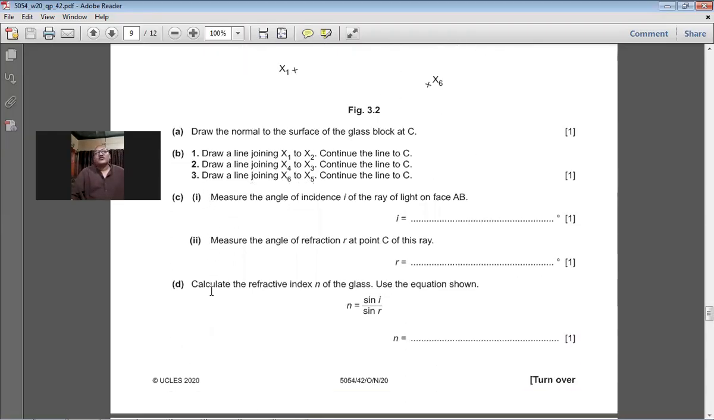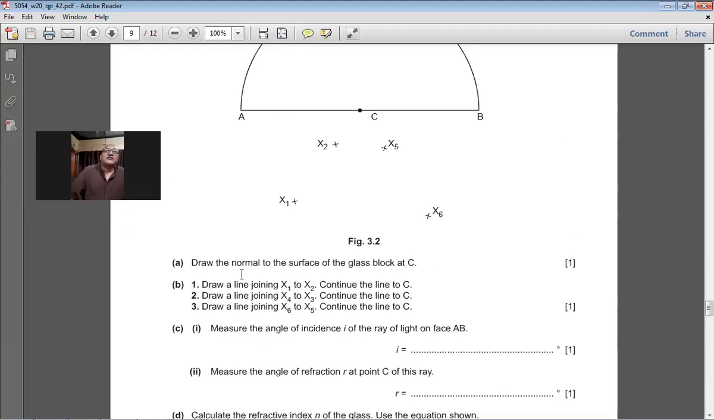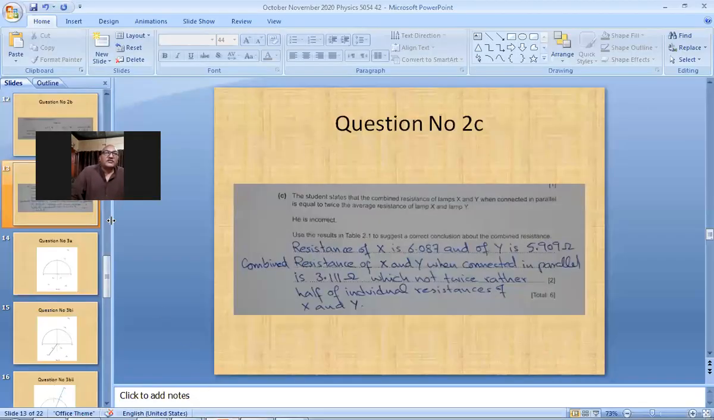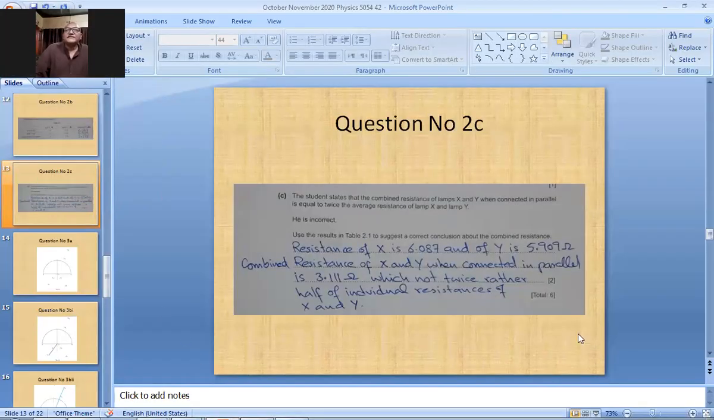So what are the questions? The first question is, draw the normal to the surface of the glass block at C. The B part, first portion, is draw a line joining X1 to X2, continue the line to C. The second part is draw a line joining X4 to X3, continue this line to C. Draw a line joining X6 to X5, continue the line to C. So let me show you. I have done this on a paper. So let me show you how we have done this.